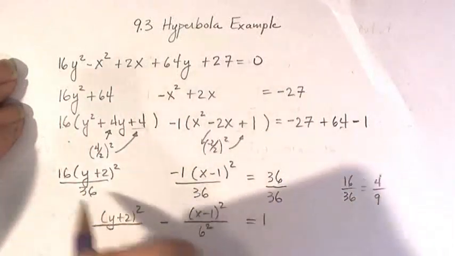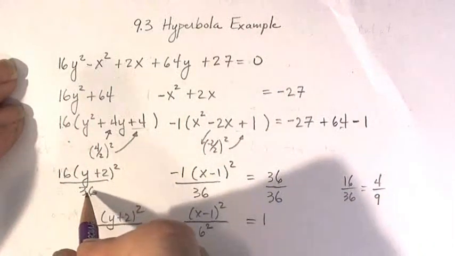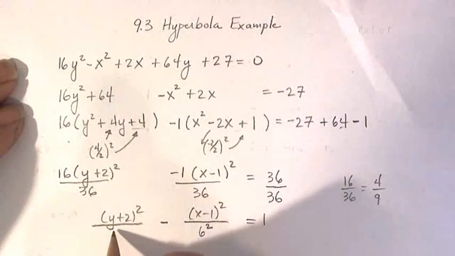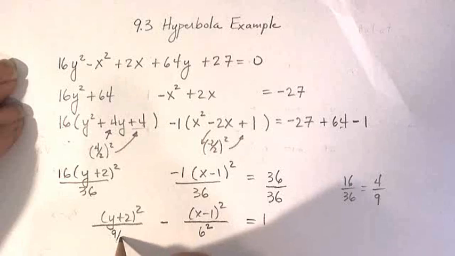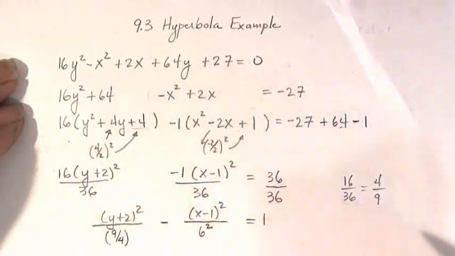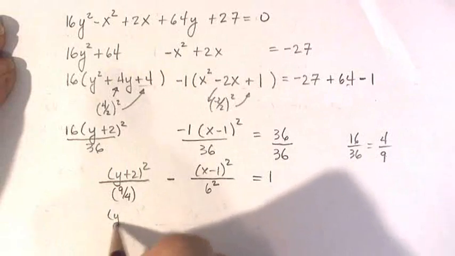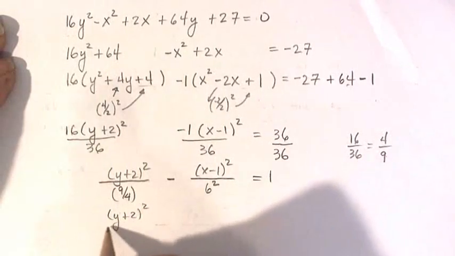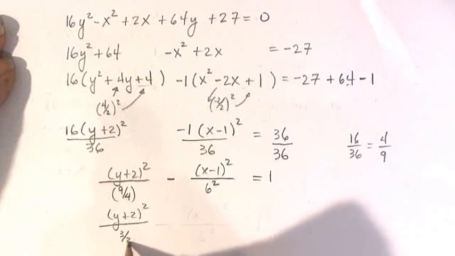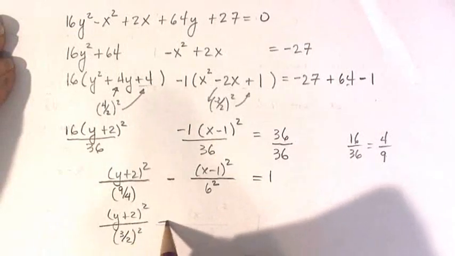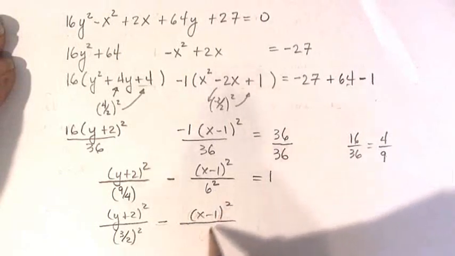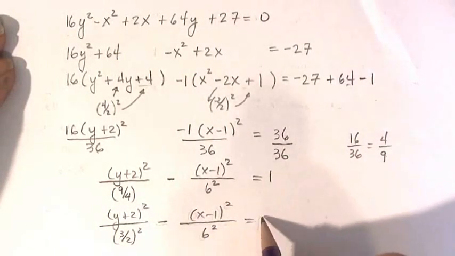So if we want to move it into the denominator, multiplying by 4 over 9 is the same as dividing by 9 over 4. To finish this, y plus 2 squared over, we're going to write this as a square, 3 over 2 squared minus x minus 1 squared equals 1.